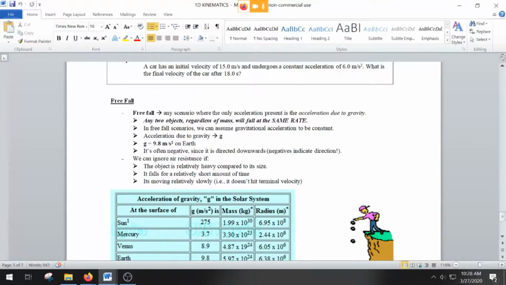I know it's a lot to write out, acceleration due to gravity, but do it because that'll get you the points. Right? So distinguish between gravity and the acceleration due to gravity.